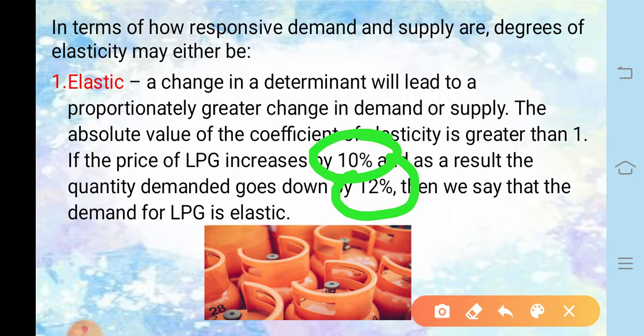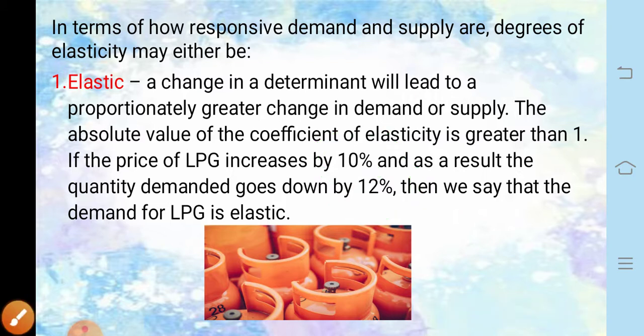We can say that the demand for LPG is elastic if the decrease in demand is greater compared to the price, where the increase of price is 10% and the decrease in demand is 12%. So we can say that the demand for LPG is elastic. Just remember that.